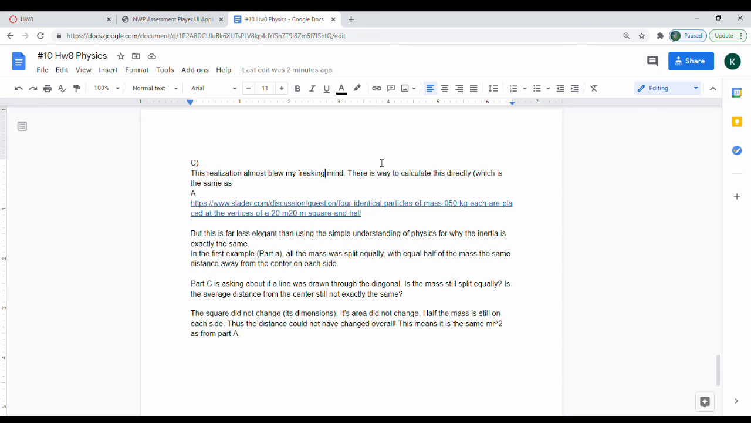This means overall, the mr squared is exactly the same as long as you're cutting it in half. It does not matter how you cut it. Because in physics, I guess how you break things up really doesn't matter. As long as it follows the formula, which is half of the mass is on one side, half is the other, it's the same result. So without even doing any math, you know for C that it's going to be the exact same thing as A.